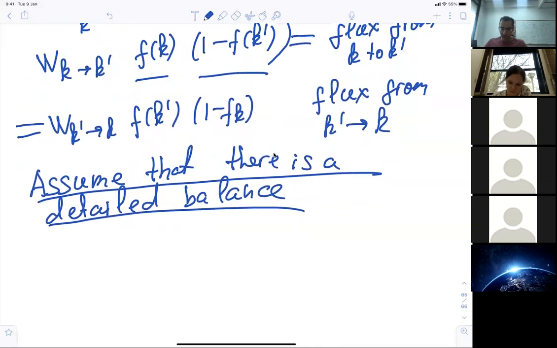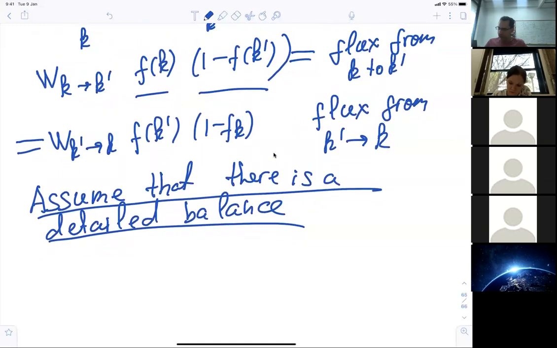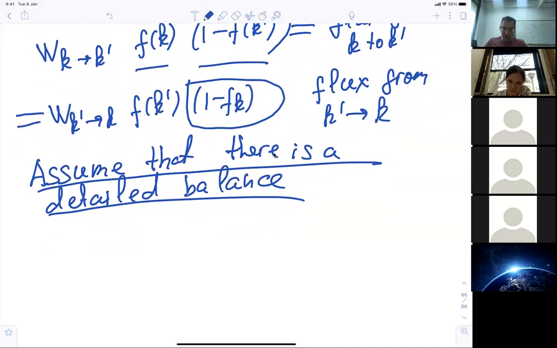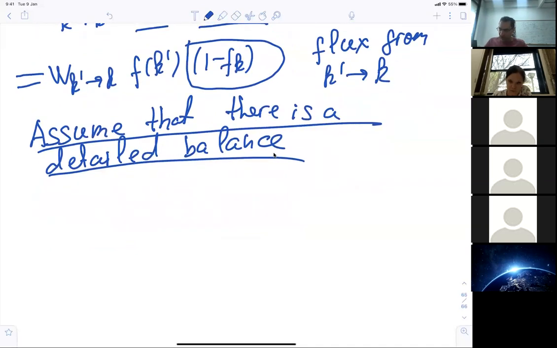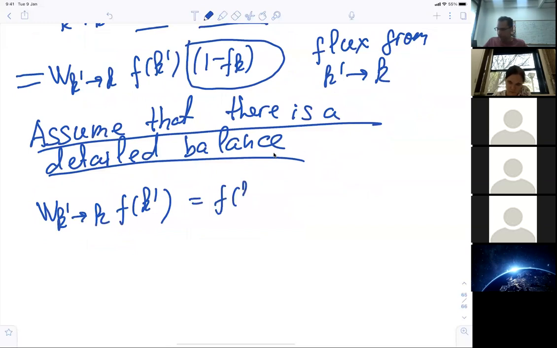If I compare these two terms, I can divide this equation by 1 minus fk. So then I'm getting w k prime to k f of k prime is equal to fk, 1 minus f of k prime, divided by 1 minus fk, w k to k prime.